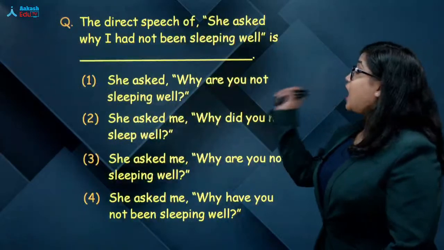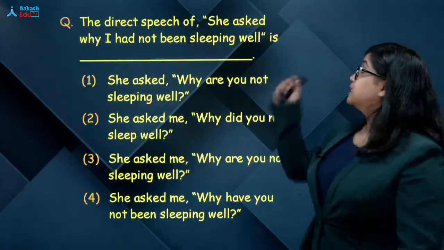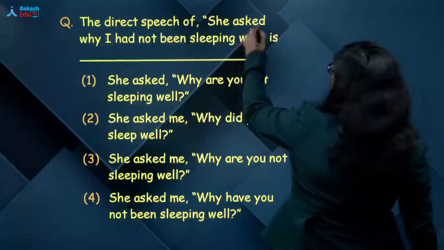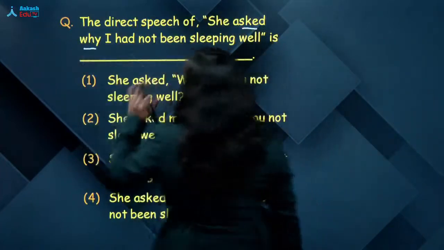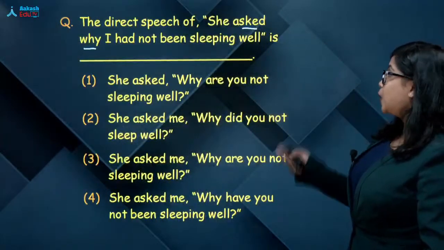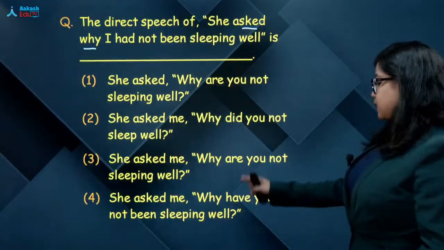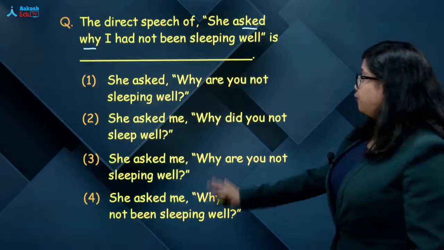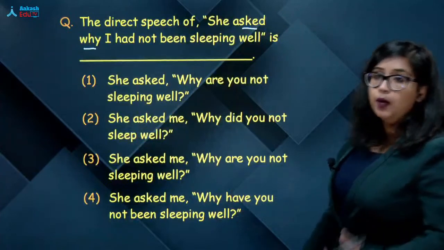So, she asked why I had not been sleeping well. Once again you have to guess the direct speech. Asked is interrogative, and why shows that this is your information question. So why you have not been sleeping well. Okay, why have you not been sleeping well? So the correct answer is option number 1. She asked me, why have you not been sleeping well?